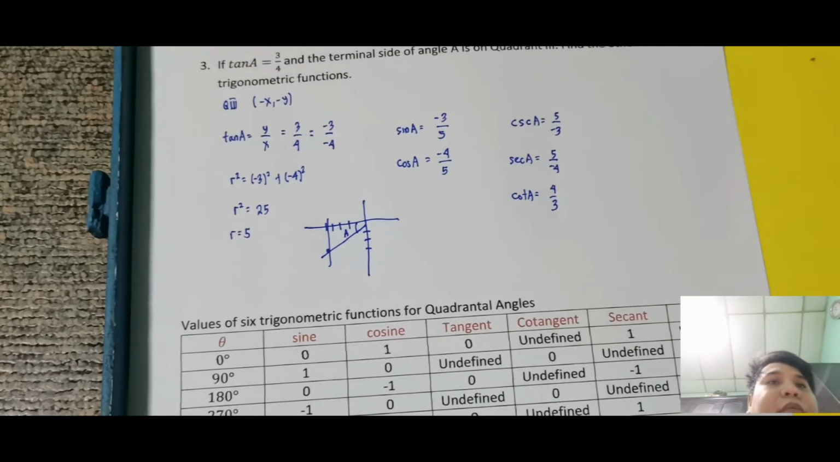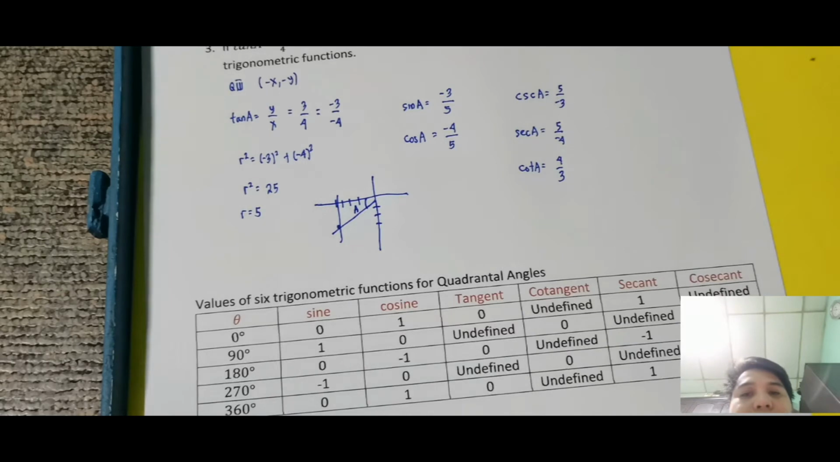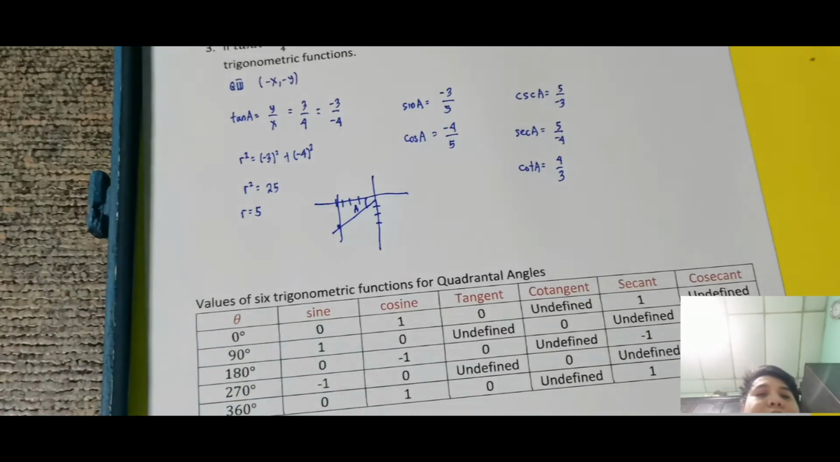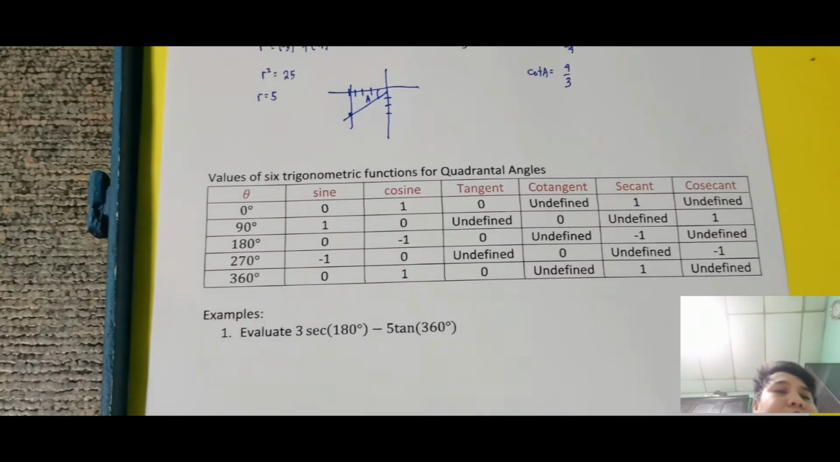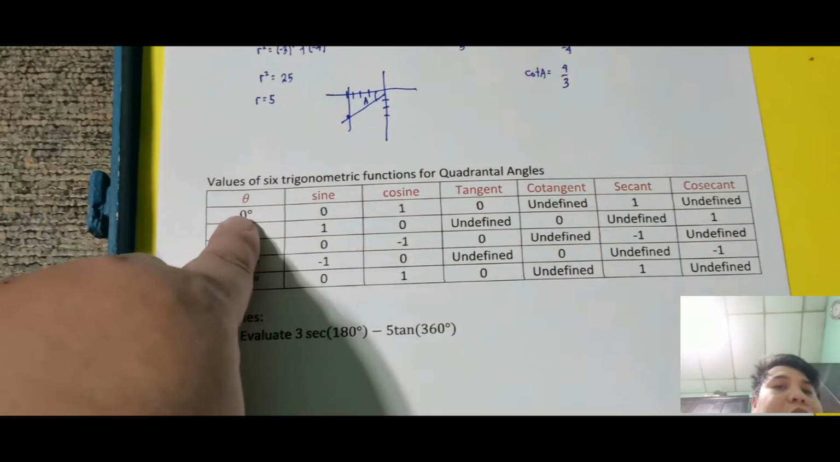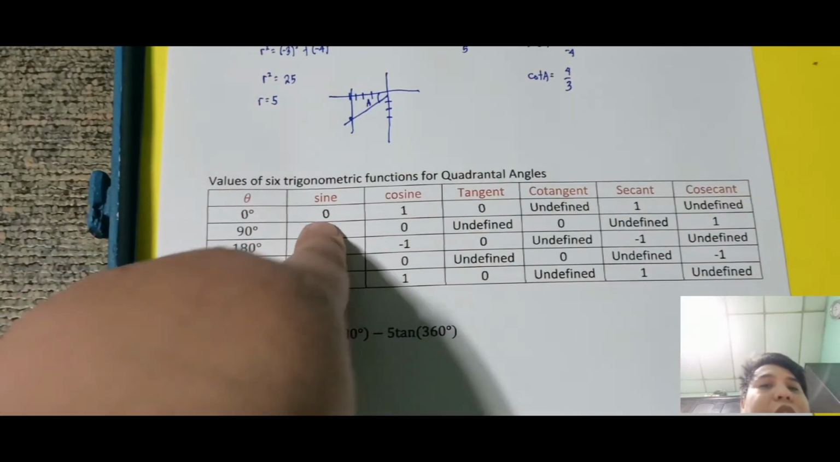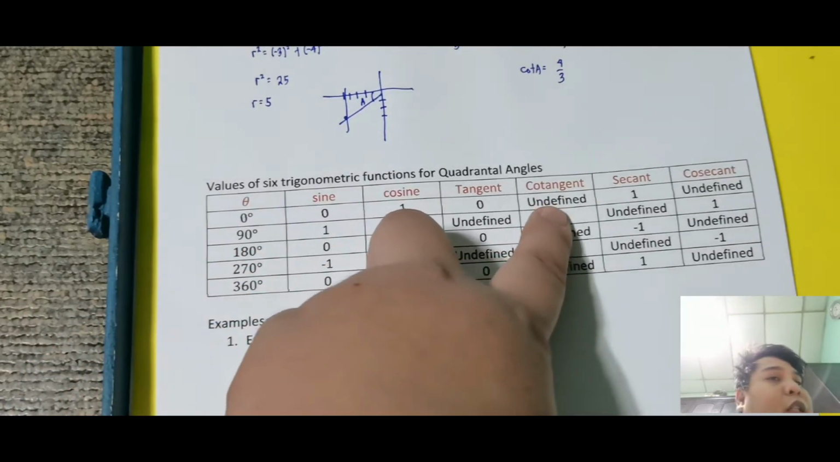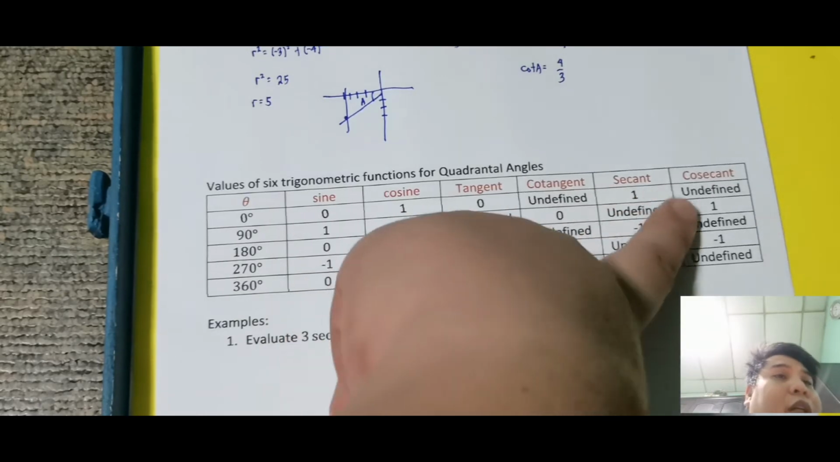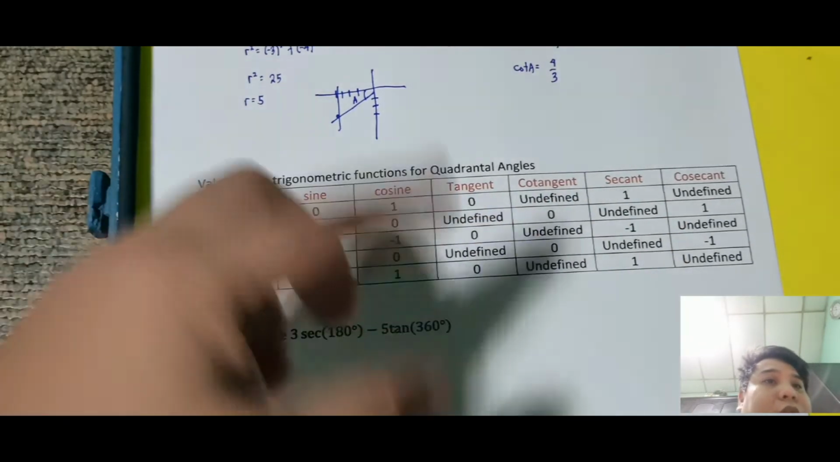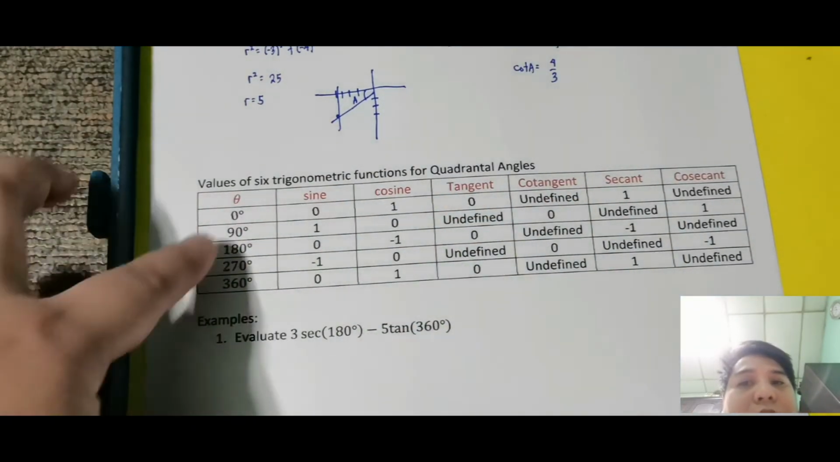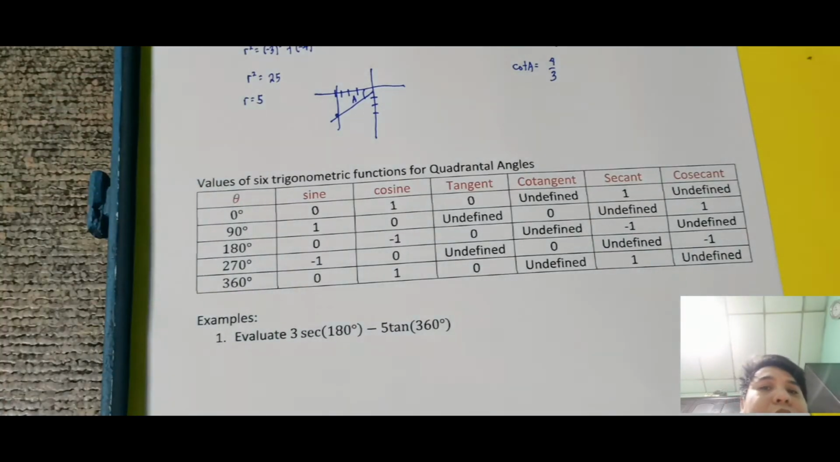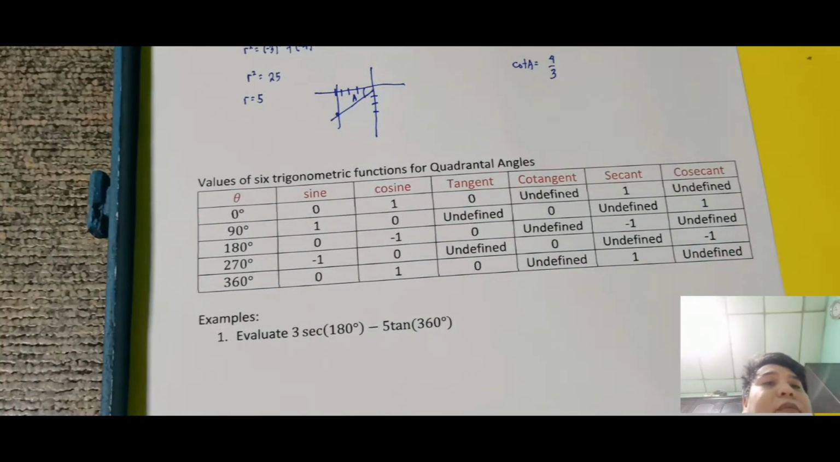Easy na yan. Okay? Then next is the values of 6 trigonometric functions for quadrantal angle. So, inilagay ko na dito para maging very useful sa atin. Sabi ko nga, pero nung si 0 degree, ang sine is 0, cosine is 1, tangent is 0, cotangent is undefined, secant is 1, cosecant is undefined. So, ito ay pwede nyong at least magamit. So, quadrantal lahat yan. Si 0, 90, 180, 270, 360. Okay? So, napansin mo dyan lahat.